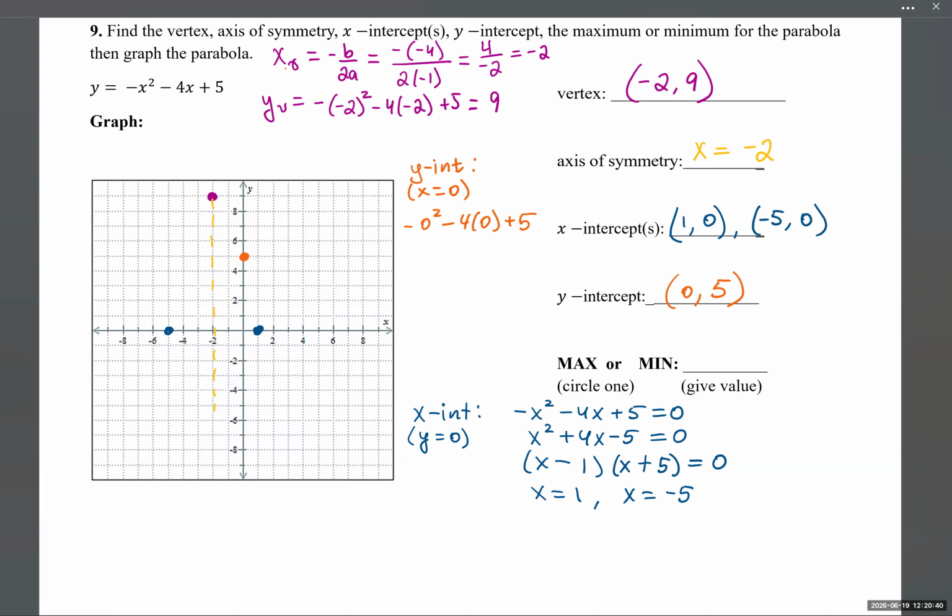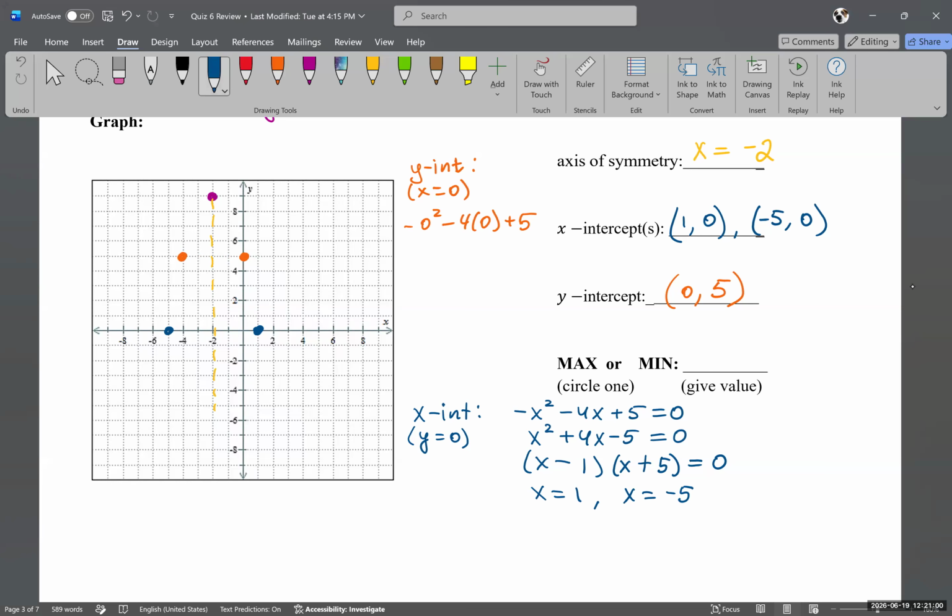Now, because of the axis of symmetry, you can actually have another point. So this point is 2 away from the axis of symmetry. So there's another point 2 away to the left of the axis of symmetry. Now we have enough points to graph this parabola, so we'll go ahead and do that.